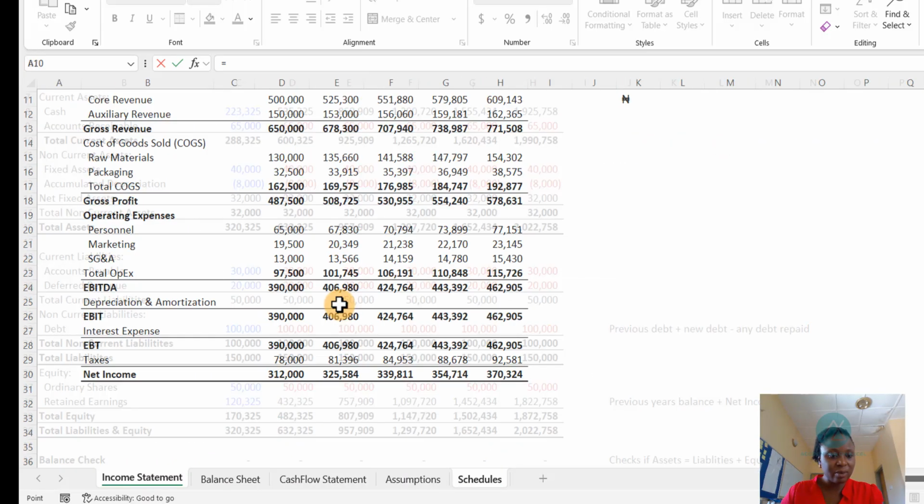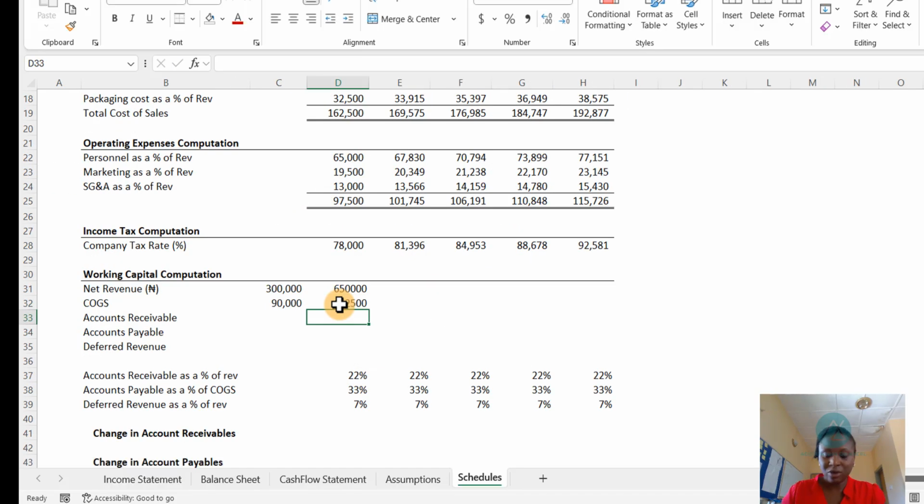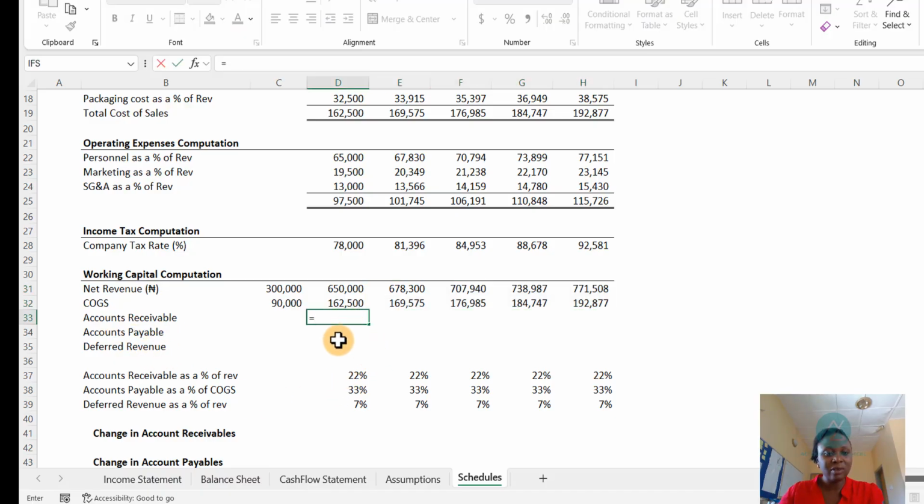You go up to your income statement, pick it, total cost of goods sold. This is it. Let me apply the formatting here by going to Format Painter and apply it. So you can just copy and paste. Good. Now we have all the revenue and cost of goods sold. So with this, now we can compute our account receivable, account payable, and deferred revenue. So account receivable is this percentage of account receivable that we already obtained times the revenue, right?